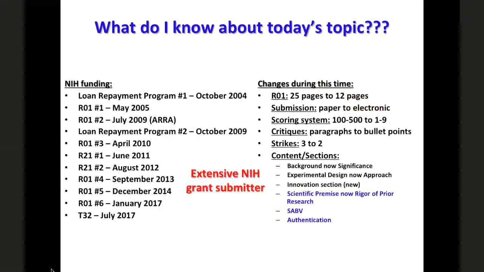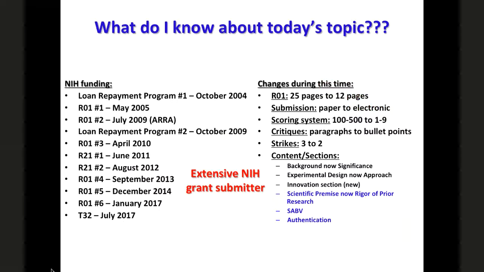The other thing is that I've written to NIH extensively. These are only my successes. I probably have triple the number of not successes. So I've had to not only experience this from a reviewer standpoint and know how these grants are put together, but I've had to do them myself as somebody who's applying for grants. And this is just a couple of things that I've had to deal with as I've gone through all these times. The R01 went from long to short, paper to electronic.